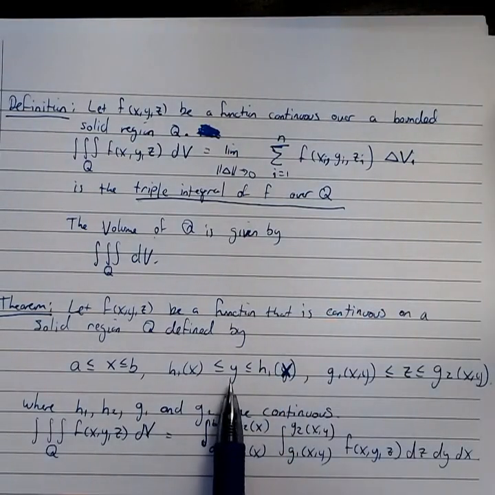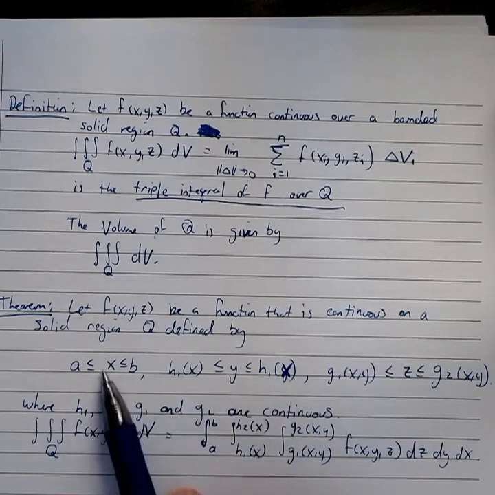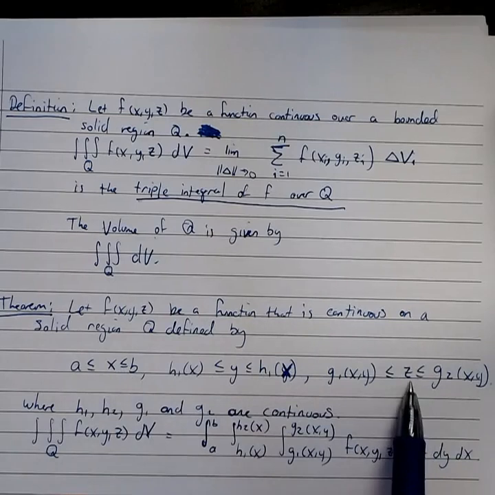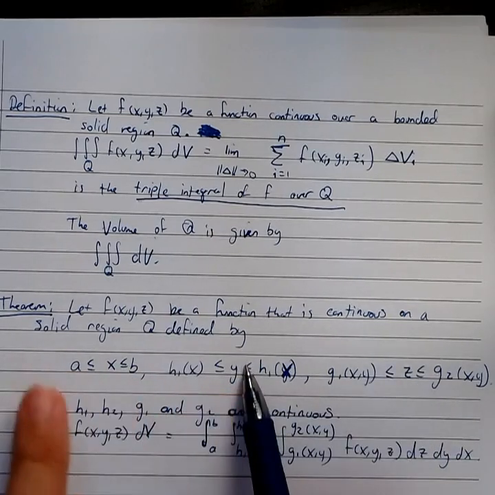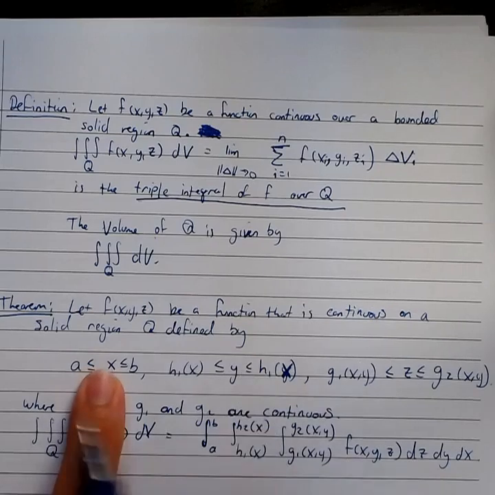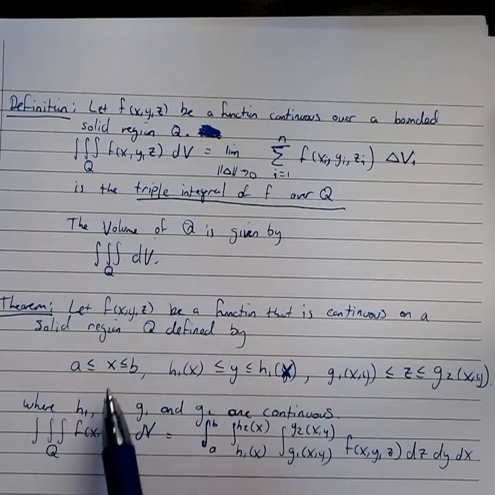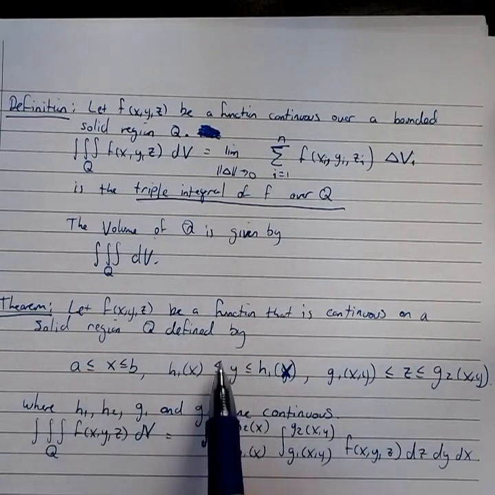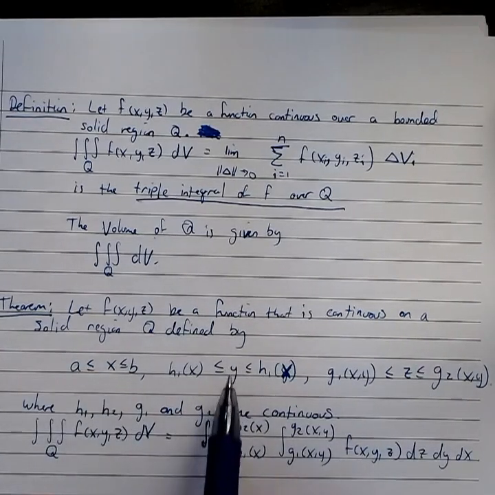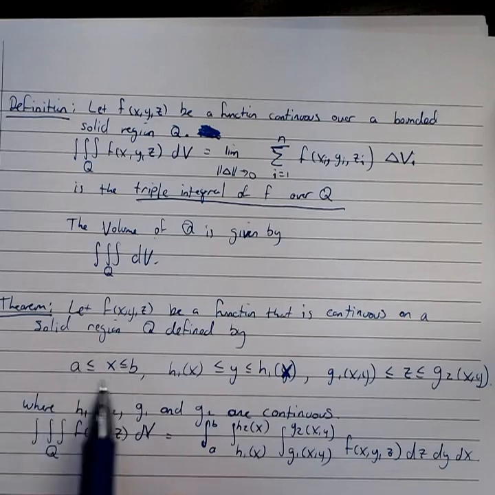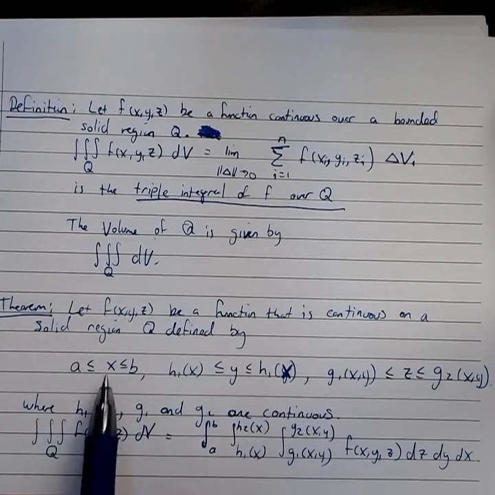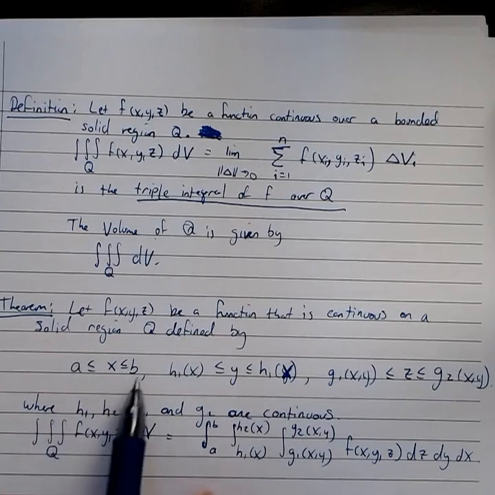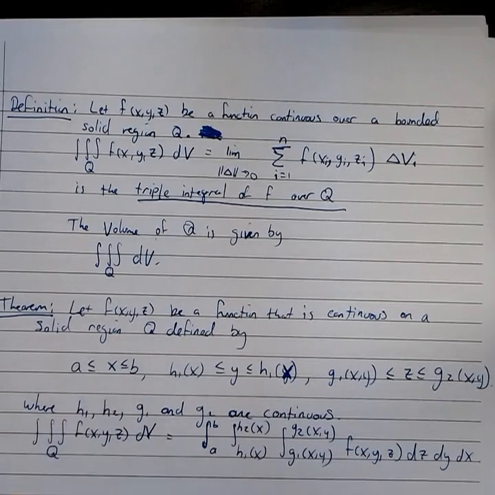This variable is bounded by functions of only this variable. So notice, this one can be bounded by either of these. This one can only be bounded by this one. And this one should only be bounded by constants. What that means is one variable can depend on the other two. Another variable should only depend on one of the other ones. And a third variable should not depend on any other variables. It should only be bounded by constants.